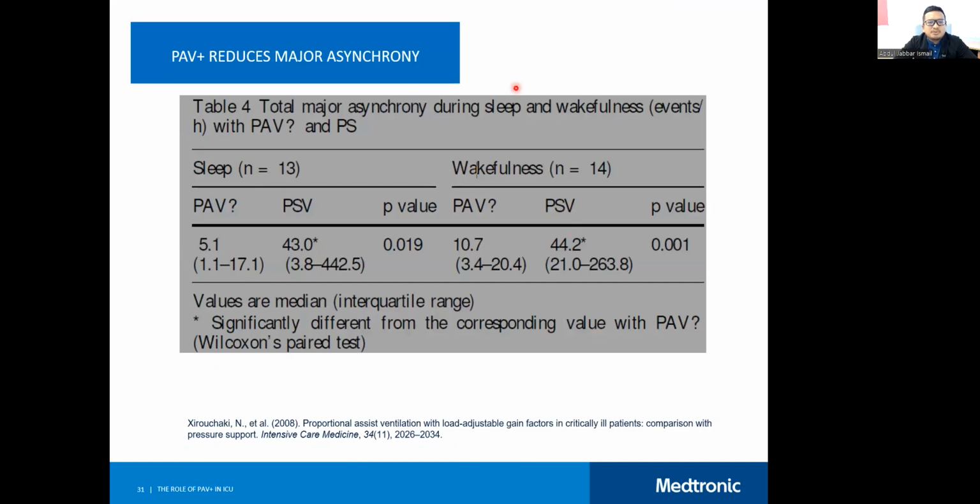PAV plus also reduces major asynchrony. In the study done by Zorzuchi, as you can see here, while the patient is sleeping, the amount of asynchrony on PSV is much higher than on PAV. It can be shown also in wakefulness. The amount of major asynchrony occurs around 4 times higher compared to the patient on PAV plus.